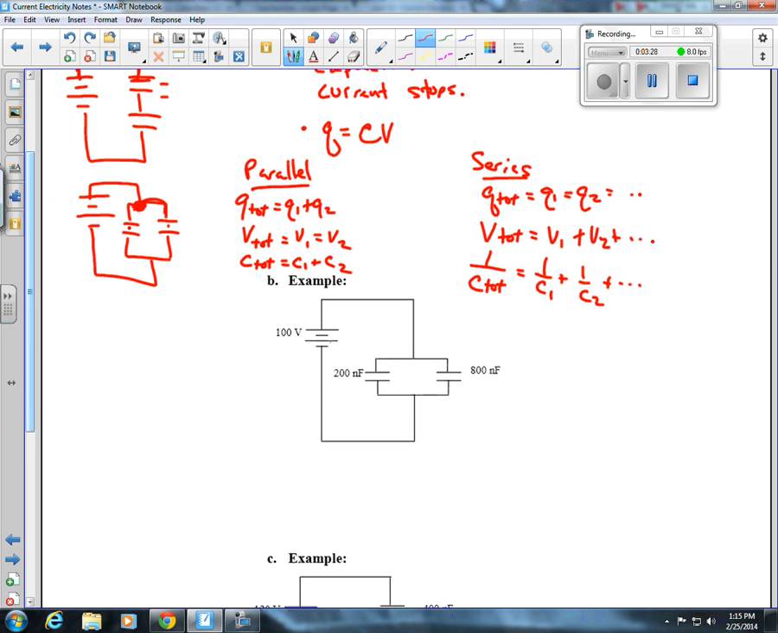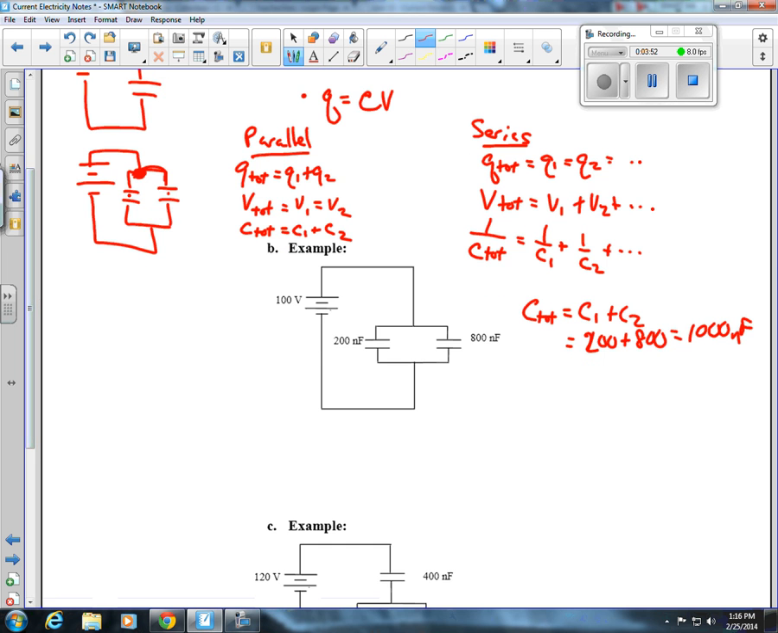So here's our first example. All right, I have these two capacitors in parallel, and the first thing I might do is find the total. So C total for parallel is C1 plus C2. So it's 200 plus 800 is 1,000 nanofarads. Now, I was just doing this problem a moment ago, and I noticed the numbers get really big. So when we make up our chart, leave a lot of space.